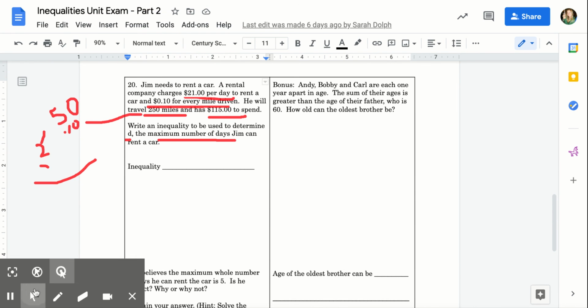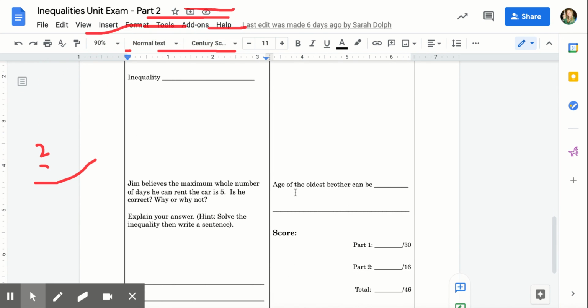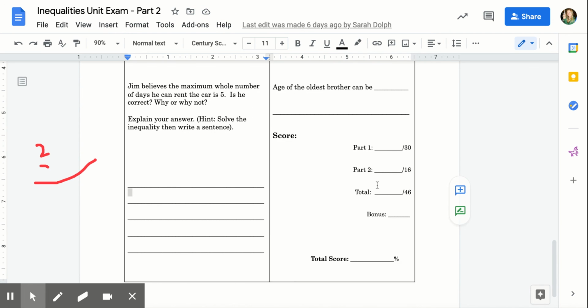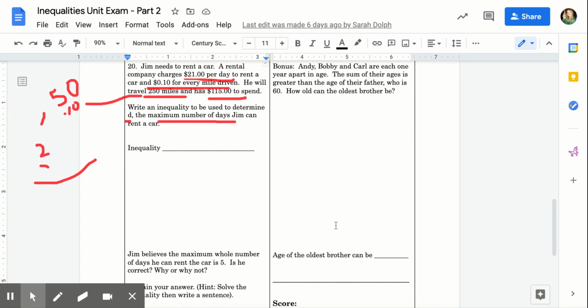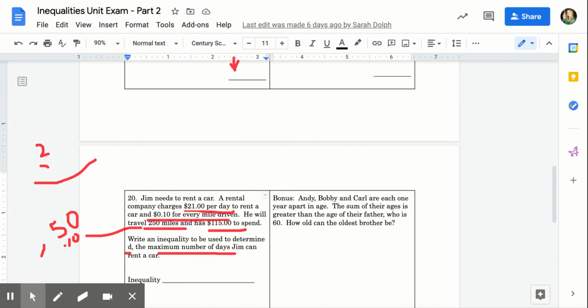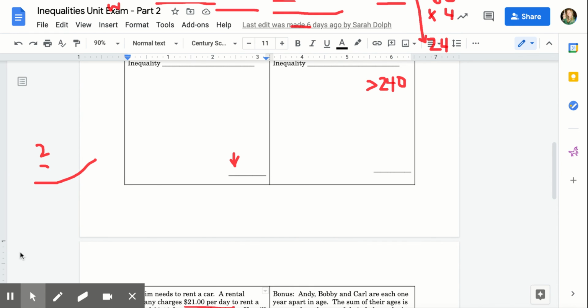All right. And the last one, I'll read it to you, but you have to do this one on your own. Andy, Bobby, and Carl are each 1 year apart in age. The sum of their ages is greater than the age of their father, who is 60. How old can the oldest brother be? And then you have to write the age the oldest brother can be for that one. So you have to solve it. You have to show the work if you want any credit. And then you have to write the answer down here. And I believe that should be it.